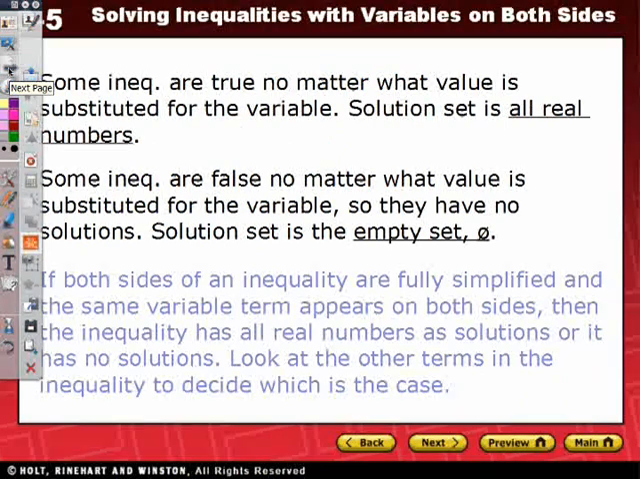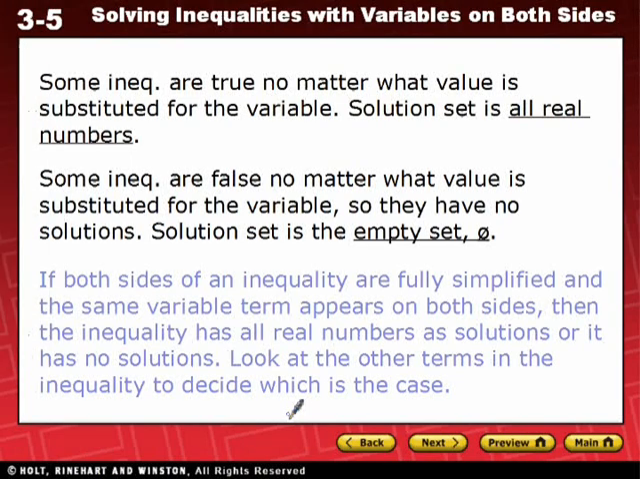Now we get to some new information, and it's the new kind that lots of you don't like. You didn't like the no solutions in Chapter 2. You're probably not going to like these so much either. Some inequalities are true no matter what value you put in for the variable. Okay, the solution set for those ones is all real numbers. Some inequalities are false no matter what value is substituted for the variable, so they have no solutions. Okay, meaning that you put the empty set or the 0 with the slash through it.